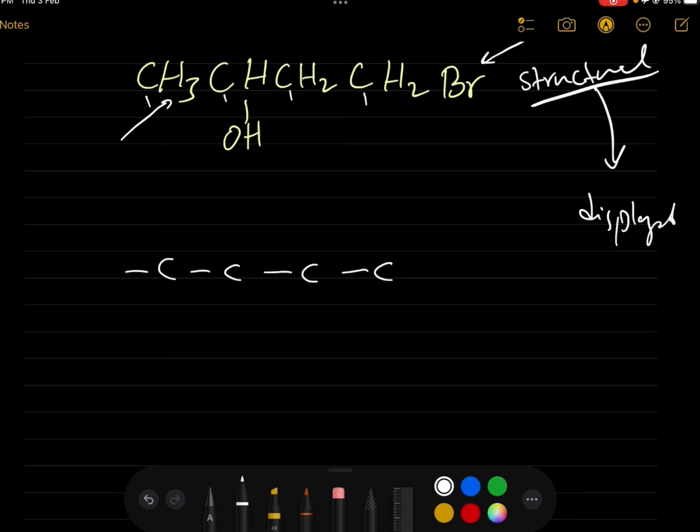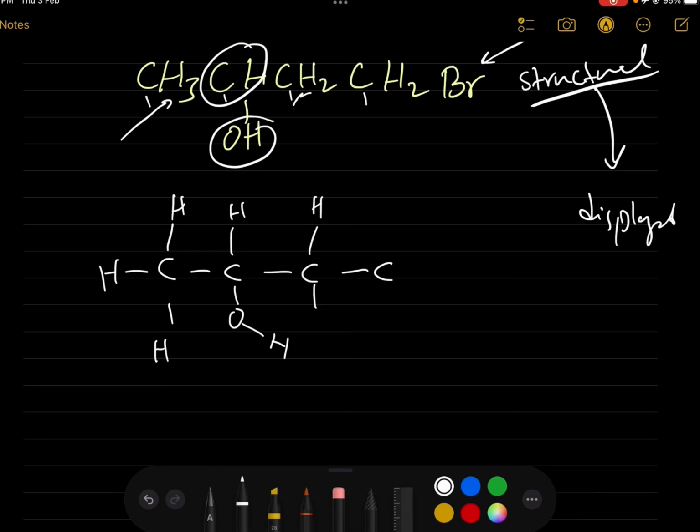This contains three hydrogens, so I will draw these hydrogens in here. This is connected to one hydrogen and one OH. You have to show me the bond to the OH as well, like this. And here we have 2 hydrogens. You will show me like this. What about this? It contains 2 hydrogens and 1 bromine.